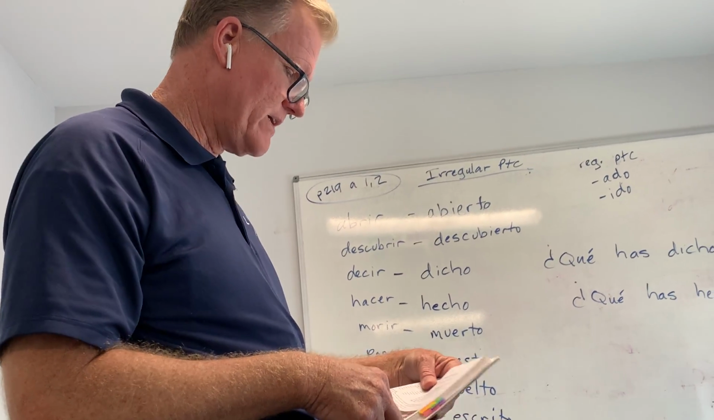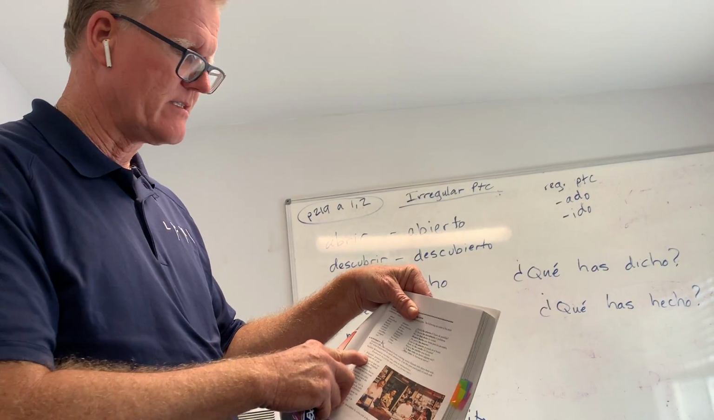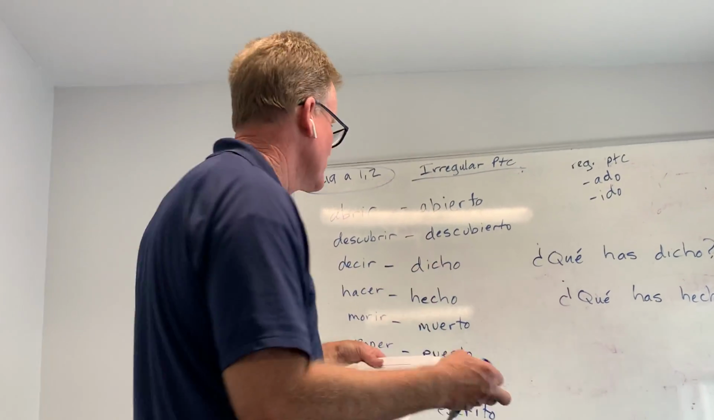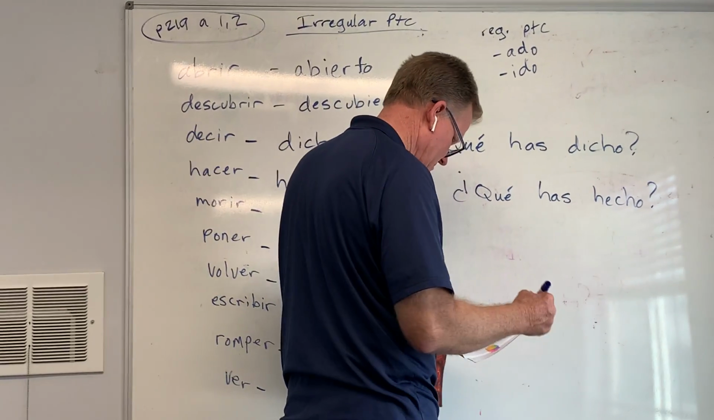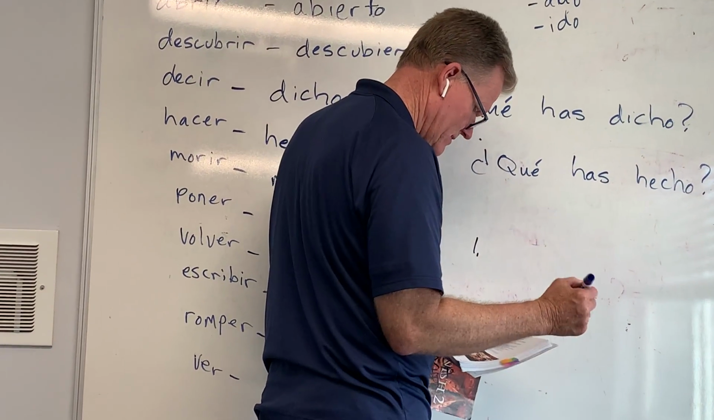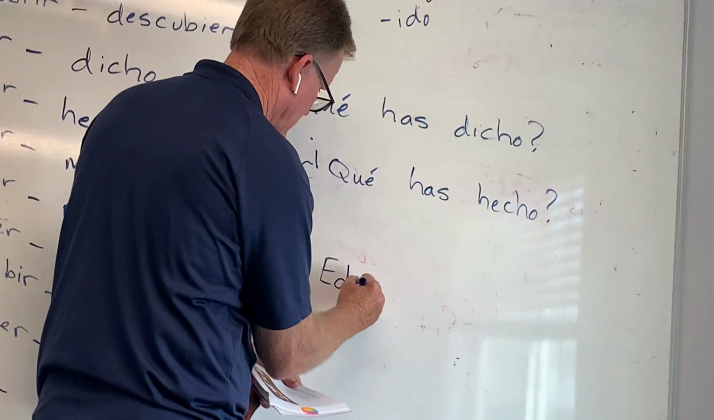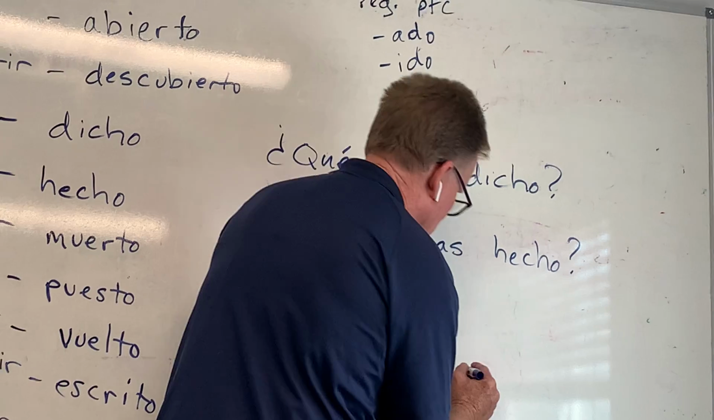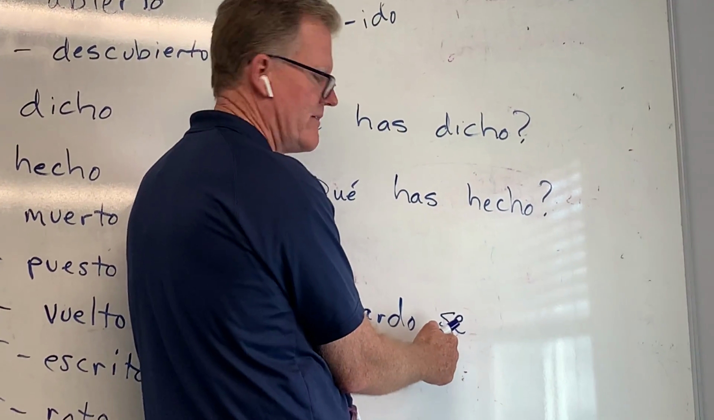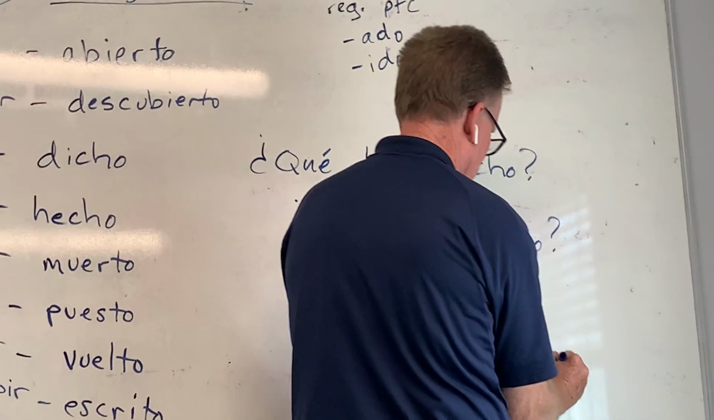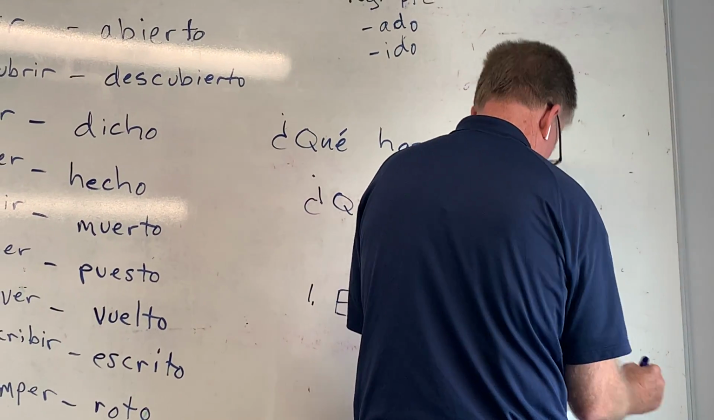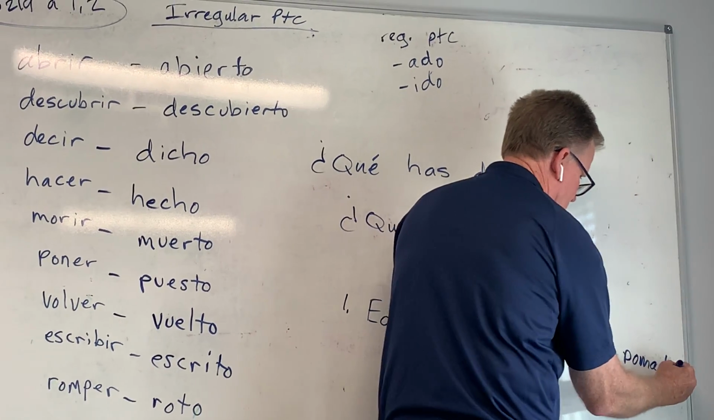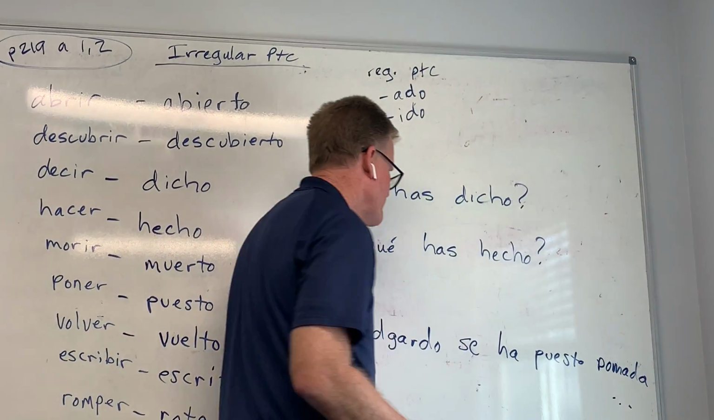So be careful on the activity, because number 1, for example, it is a reflexive verb. So remember, I'll do number 1 for activity 1. Number 1 on the board says Edgardo, and it says ponerse pomada, right? So the pronoun comes out in front of the conjugation. Se ha puesto pomada en el pie. Pomada, that's a cream. And you just copy the words, okay?